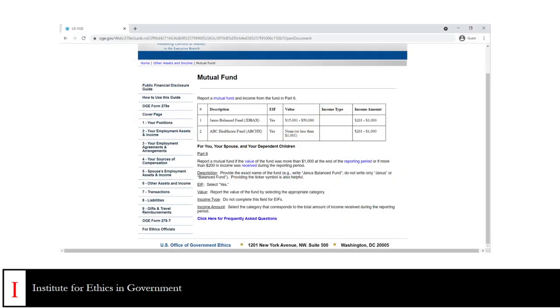The next thing we want to do is find out if it's properly reported. And here we like to have a description of the fund, an indication that it's an EIF and the value, and any income if there is some. It would be nice if we had the ticker symbol here, but because we were able to find it, we don't need it necessarily.